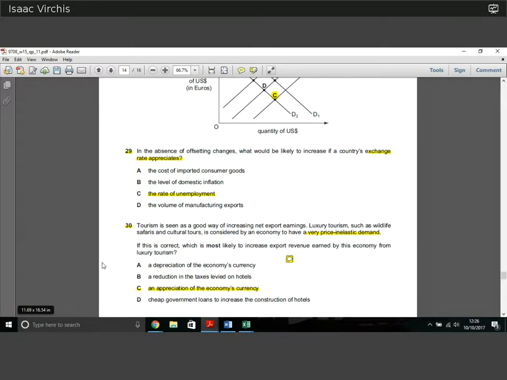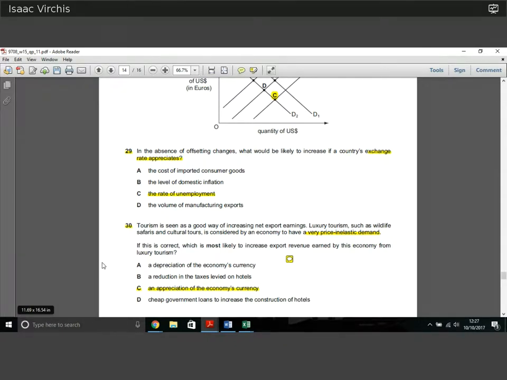Now, tourism here, question 13. Tourism seems a good way of increasing export revenue, especially luxury tourism. It's considered by an economy to have price inelastic demand. What does that mean? That means that no matter how much you increase the price, demand is likely to stay the same. People don't really care about the price when they demand this. So if you change the price of these products, people can still demand them. What's likely to increase export revenue for an economy from tourism? So what we're looking for is an increase in the price.